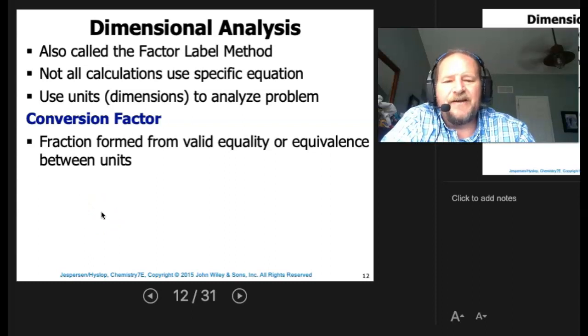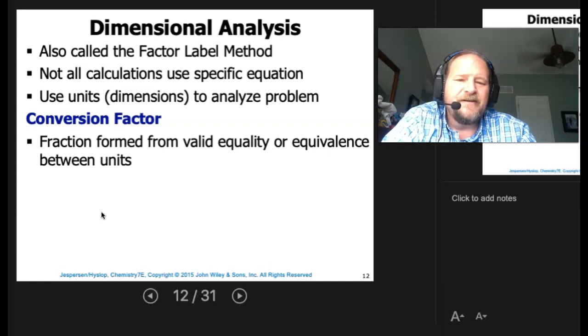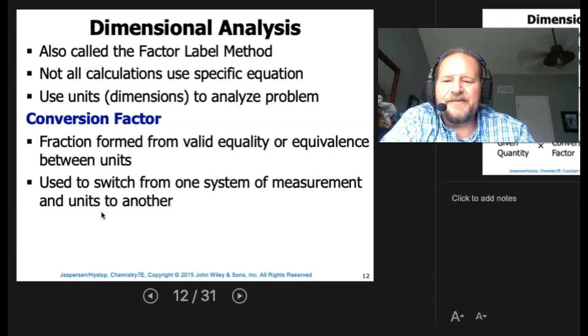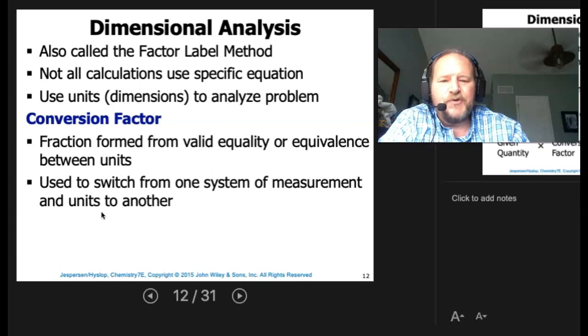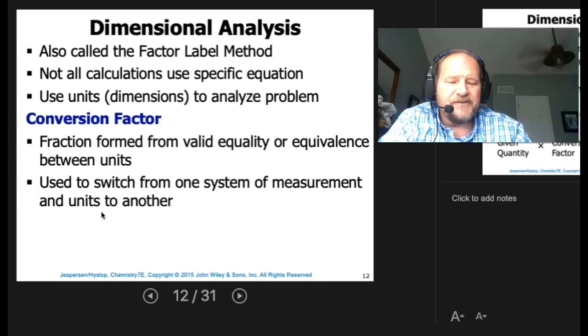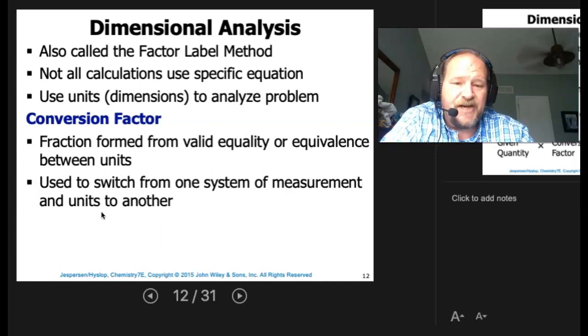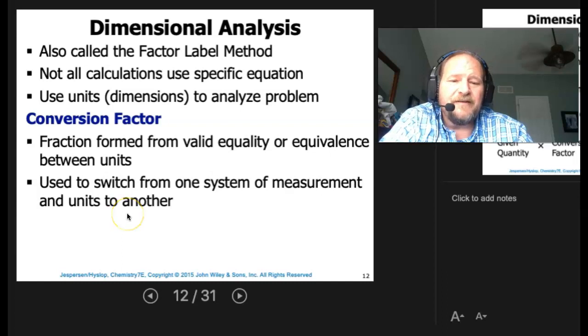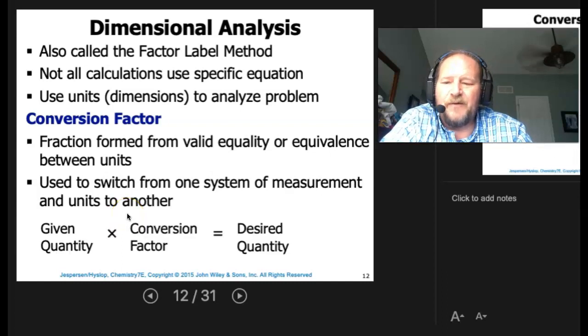So if we go back and look at 12 inches in a foot, we can set that up as a fraction and use it to cancel out units. This way we can change units without actually changing the value of our answer. The actual numbers may change, but overall it's the same because we're simply multiplying by 1.